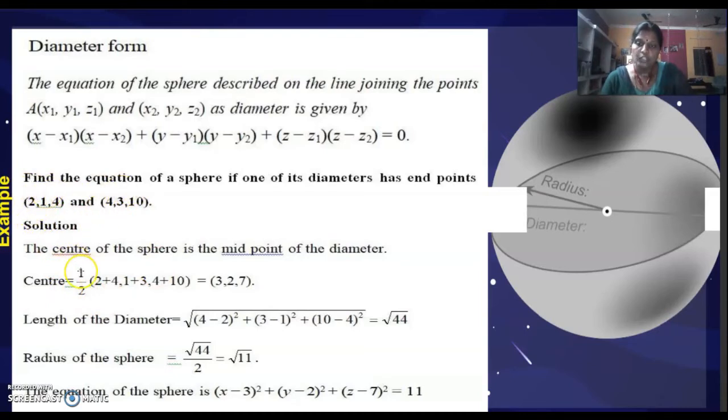That is (2+4)/2, (1+3)/2 and (4+10)/2. This is nothing but (3, 2, 7). Okay, then the length of the diameter. Now we have to find the length of the diameter.